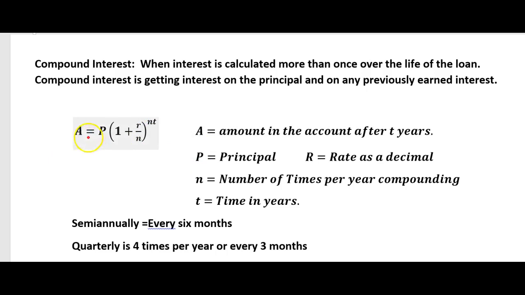But the formula for compound interest is A equals P times 1 plus the rate over N, raised to the NT, where A is the amount in the account after T years. P is the principal or the amount deposited. Rate is the percent, but we want to change the percent to a decimal. N is the number of times per year compounding, and T is the time in years.